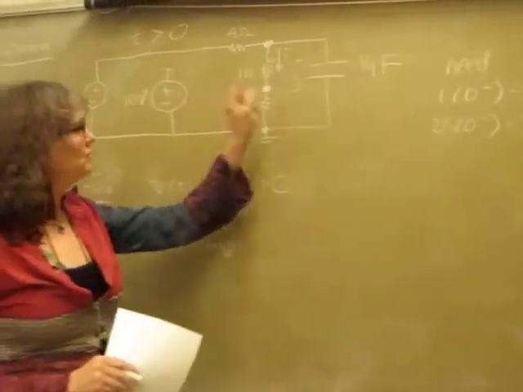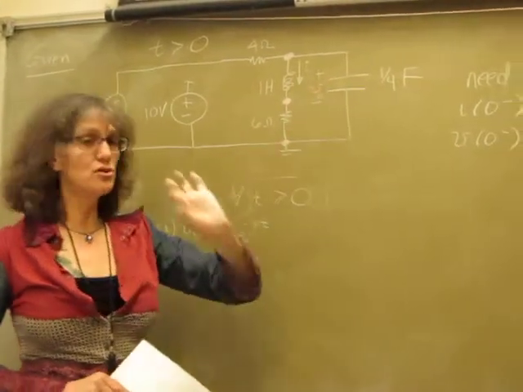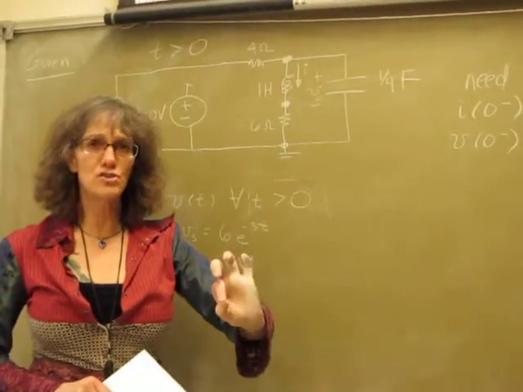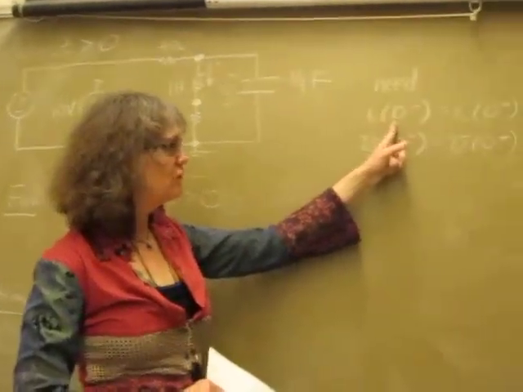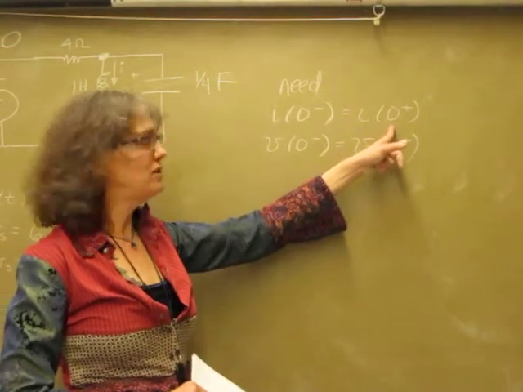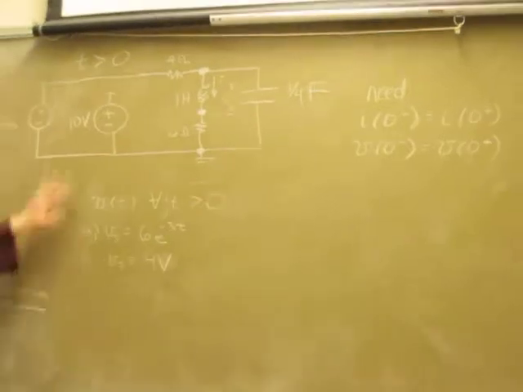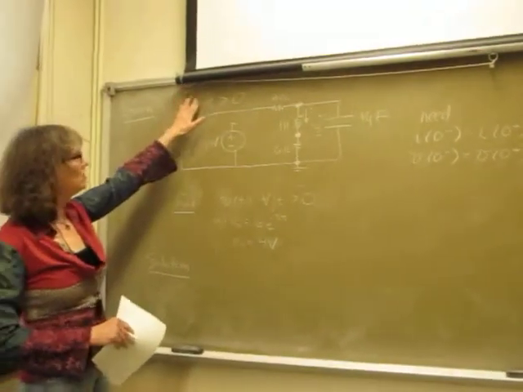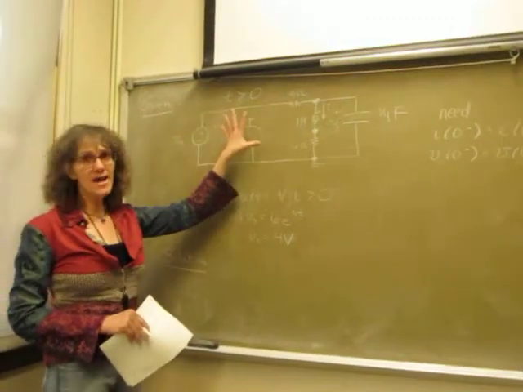The reason we specifically want the current through the inductor and the voltage across the capacitor is because we know that those do not change instantaneously. So if we know their values right before t equals 0, we know their values right after t equals 0. I'm going to get those later. But for now, let me just show the circuit at t greater than 0, because I'm trying to find the differential equation for that circuit.